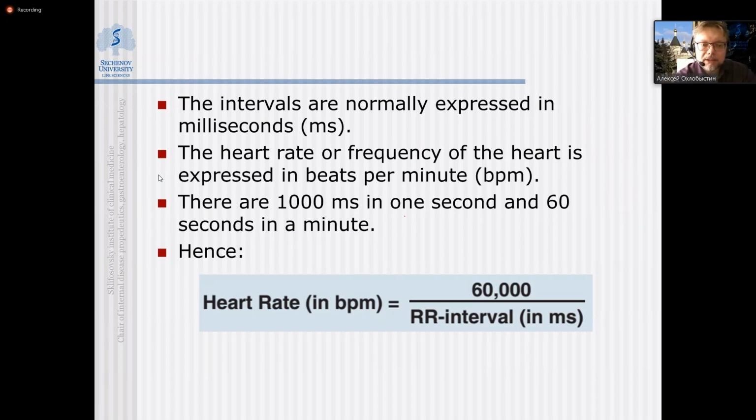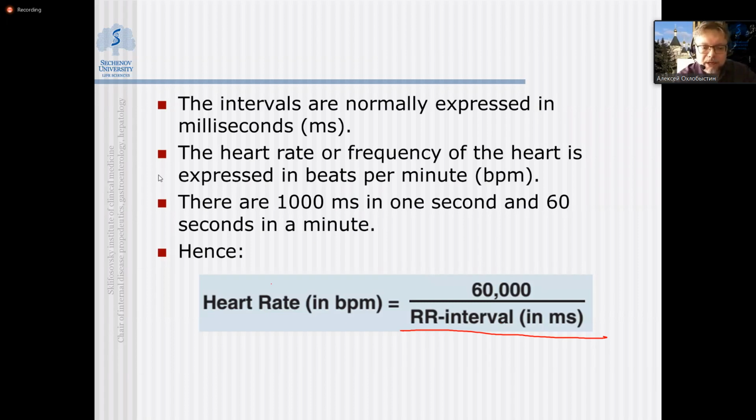Well, that is another approach. What I told you about, in that case, what is used is milliseconds. So 60,000 milliseconds per minute, and it's divided by the interval that is in milliseconds. Actually, the same, but not seconds, milliseconds are used.